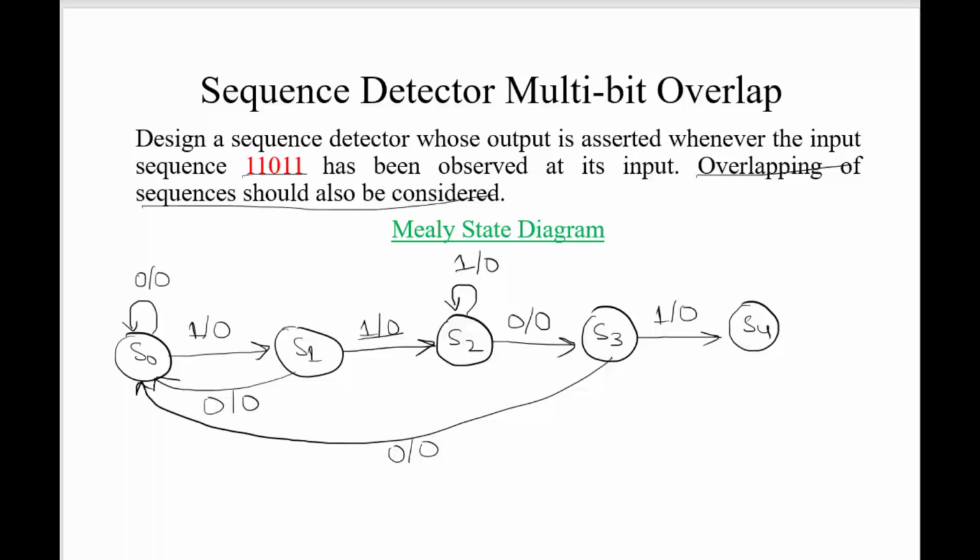Okay, and S4 is telling us that 1 1 0 1, the first 4 bits of the 5-bit sequence are registered or remembered. S4 पे हम, तो इसका ये मतलब है कि we have already seen 1 1 0 1. Now only we are left with the 1 bit of the desired sequence.